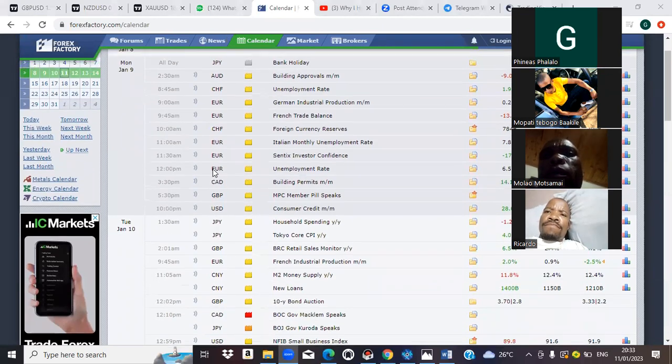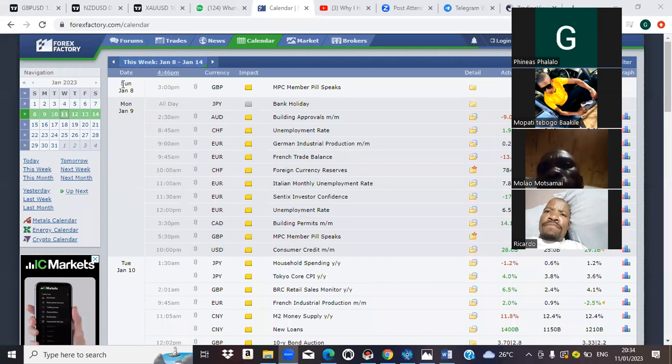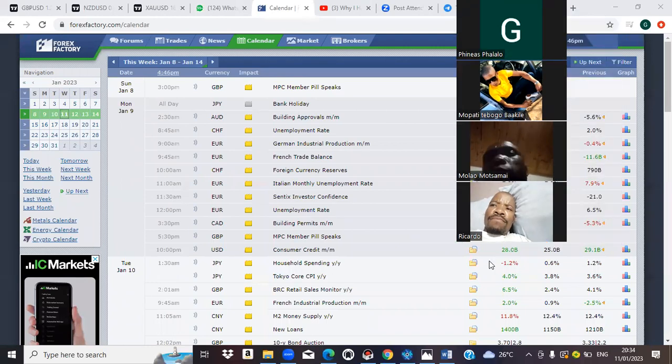There is a date showing when those things happen, the time the fundamental happens, and which currency that fundamental affects. We have fundamentals for JPY, AUD, CHF, Euro, but our main focus is more on USD. Remember, as a trader, you have to balance both technical analysis and fundamental analysis.